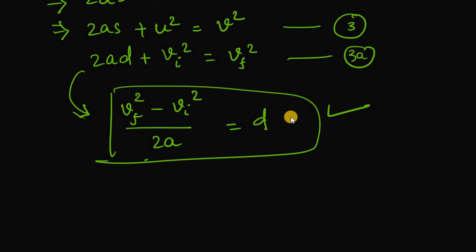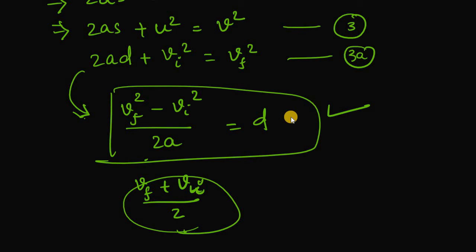At the same time, if you know the average velocity, which is basically Vf plus Vi divided by 2, you can derive this formula. Just think how. If you don't figure out how to do it, please write me in the comment section so that we can do it together.